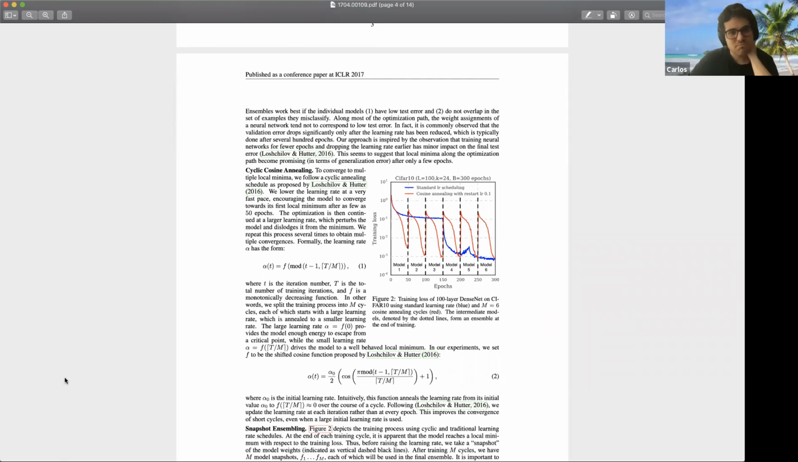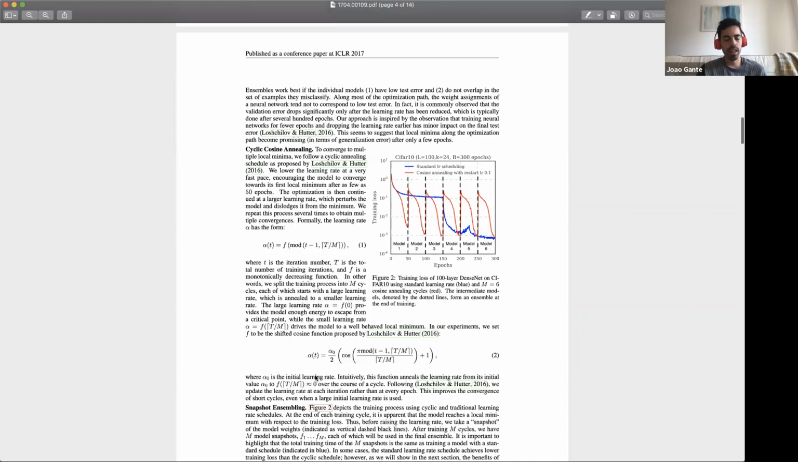Mm-hmm. And if you read the details on page 4, they say that they do this annealing on a step basis and not per epoch. So it's a very fine-grained annealing, which means that given the cosine function, it will get away from the maximum learning rate very, very quickly.